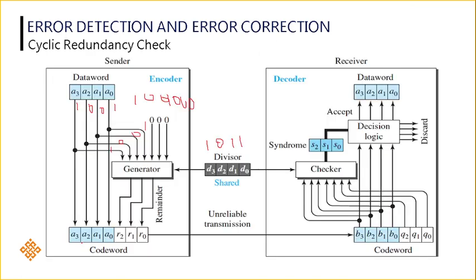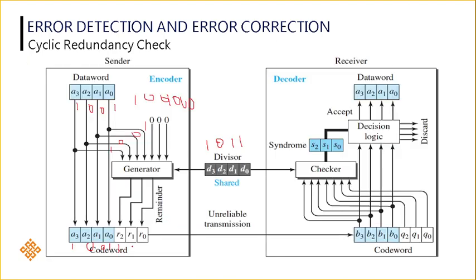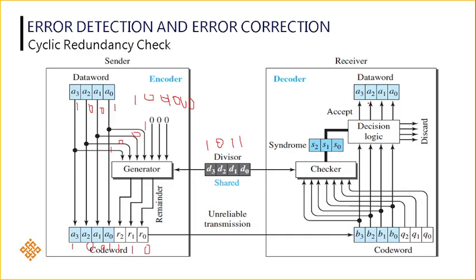Now understood. So this is 1001, and the extra bits are 110. If you want, you can check it. See here, 1001110 is the code word. So in this way you generate the code word, and this code word you send to the receiver. Either the same code word may be received, or one of the code word bits may change. So two scenarios we will see.